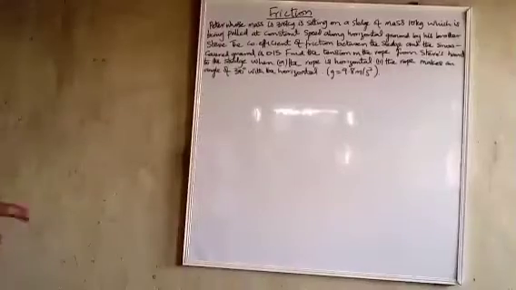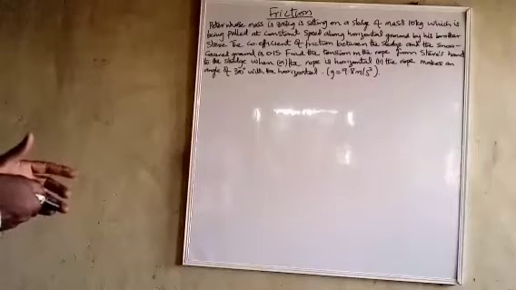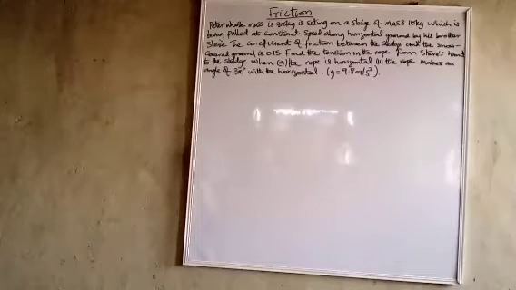Very good. Peter, whose mass is 30 kg, is sitting on a sledge of mass 10 kg, which is being pulled at constant speed along horizontal ground by his brother Steve. The coefficient of friction between the sledge and the snow-covered ground is 0.15. 1. Find the tension in the rope from Steve's hand to the sledge when the rope is horizontal. 2. The rope makes an angle of 30 degrees with the horizontal.